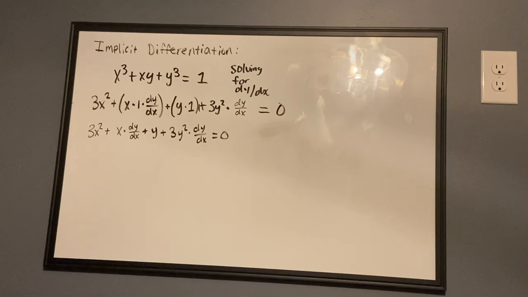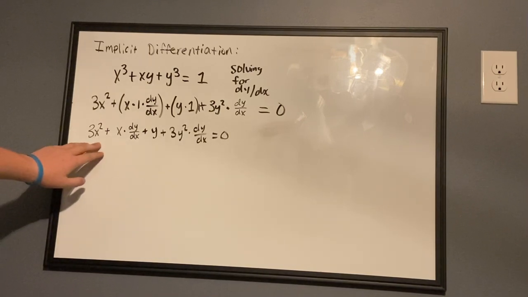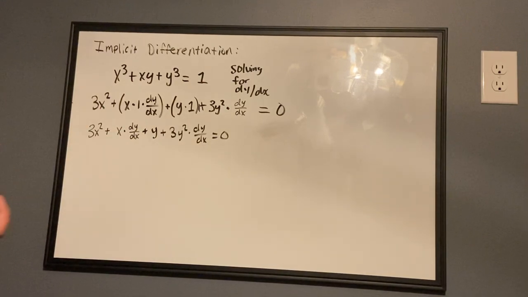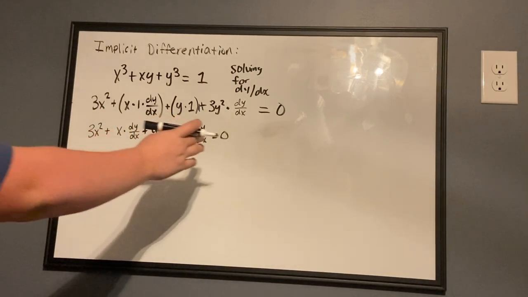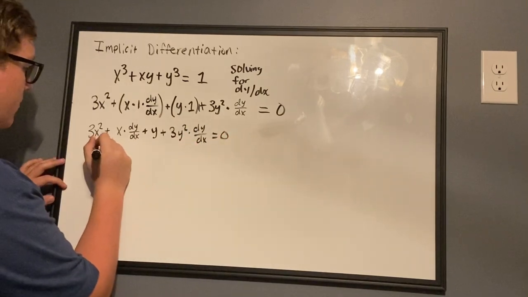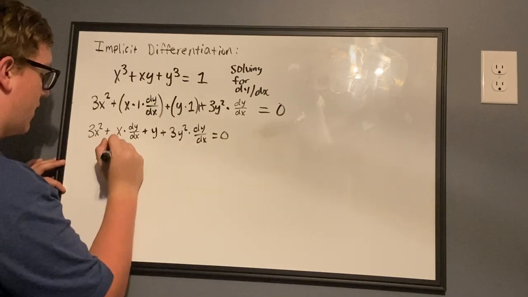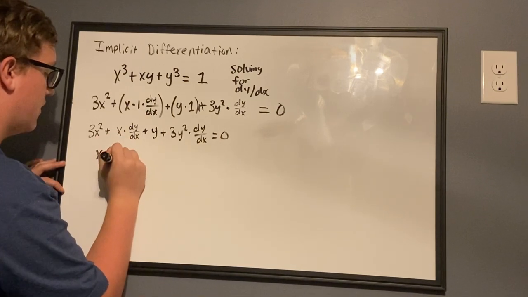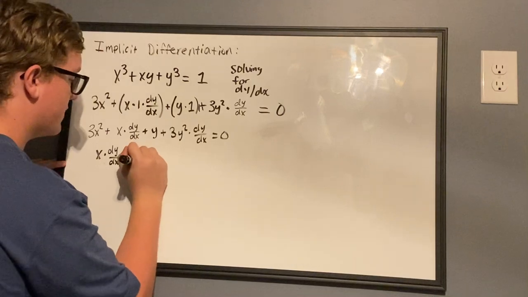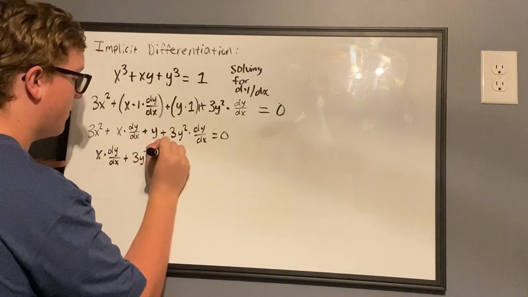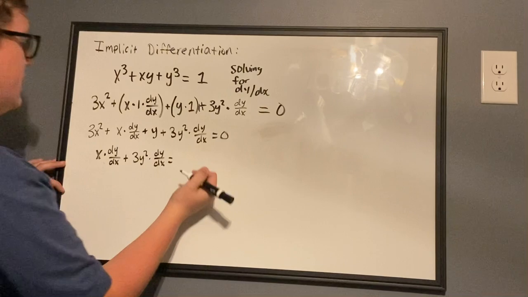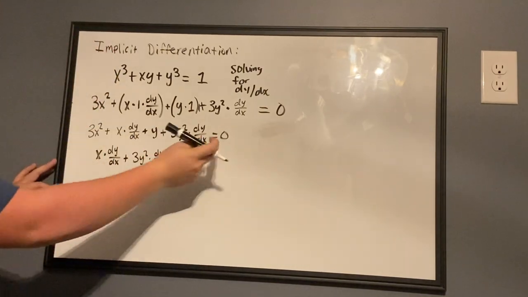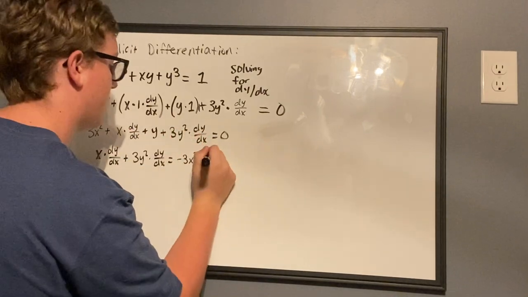So the way to do that is we're going to move all the terms that don't have dy dx. So our 3x squared and our y, where they're not multiplied by dy dx. So we're going to move those over to this side. So then we end up with x times dy dx plus 3y squared times dy dx is equal to negative 3x squared, because I subtracted this over here, and I'm subtracting the y, so minus y.